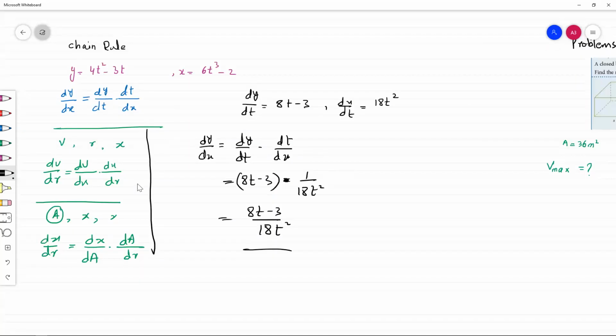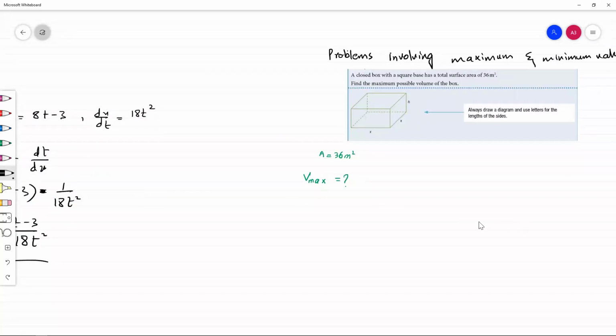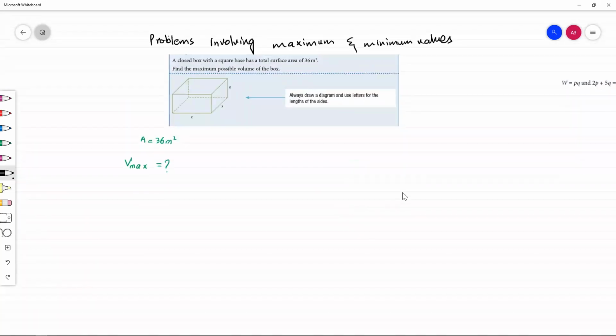The next topic is problems involving maximum and minimum values. In the last lecture, we learned how to find the maximum, minimum, or stationary point. Both are stationary points, either maximum or minimum. Look at this question: a closed box with a square base has a total surface area of 36. Find the maximum possible volume of the box. The surface area is 36 meters squared, and we have to find the volume.